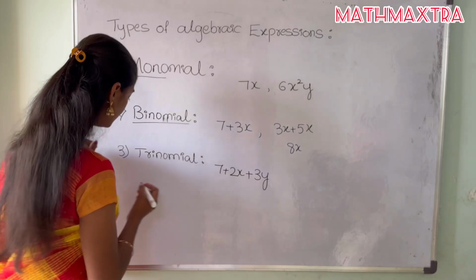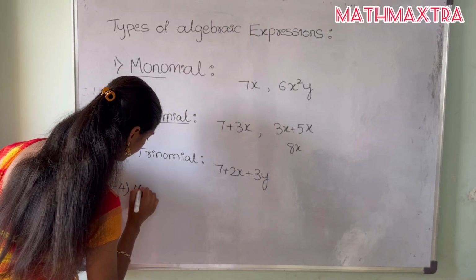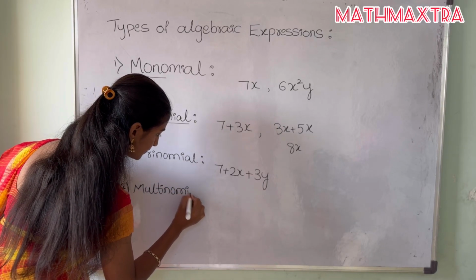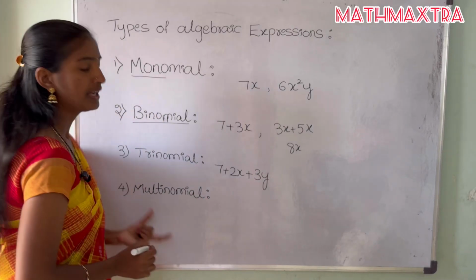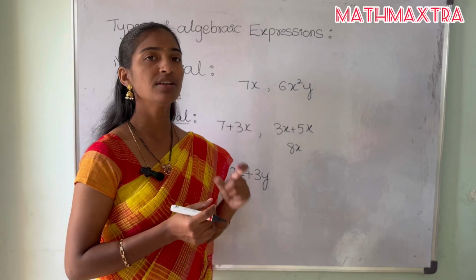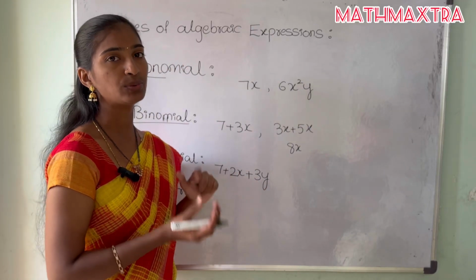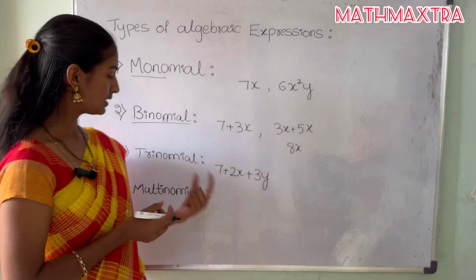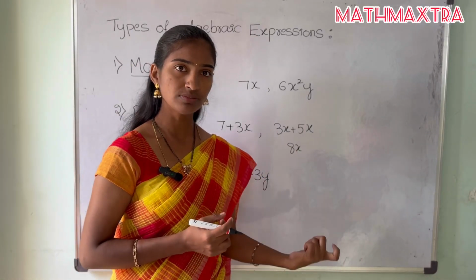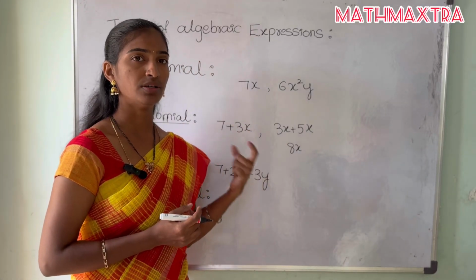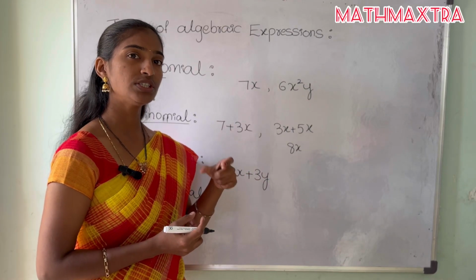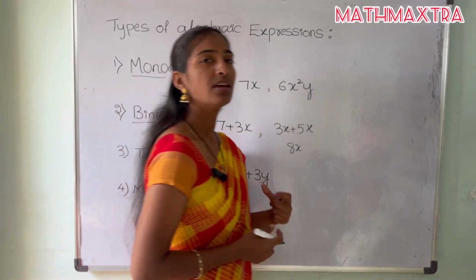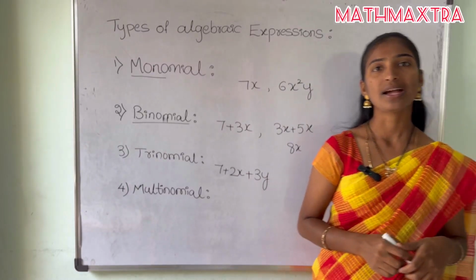And the fourth one is multinomial. What is a multinomial? It is an algebraic expression which contains two or more than two unlike terms. Then we call that a multinomial. This means a multinomial may contain two terms, three terms, four terms and so on. Two or more than two terms which are unlike terms, then we call that a multinomial.